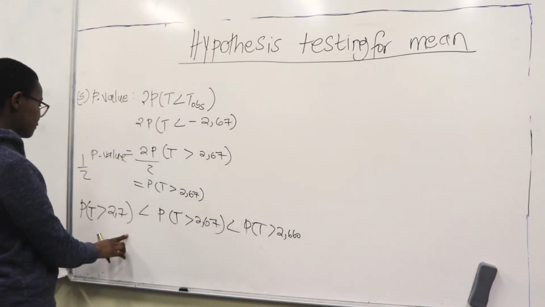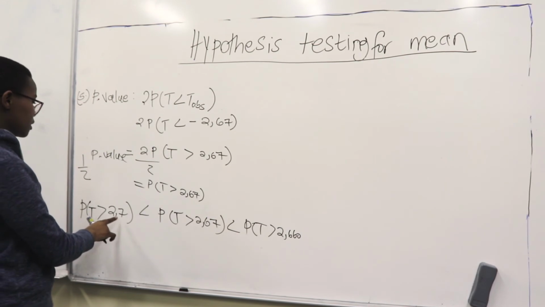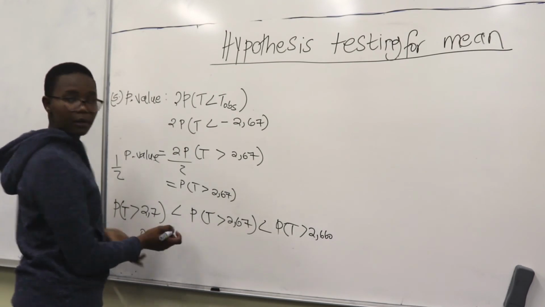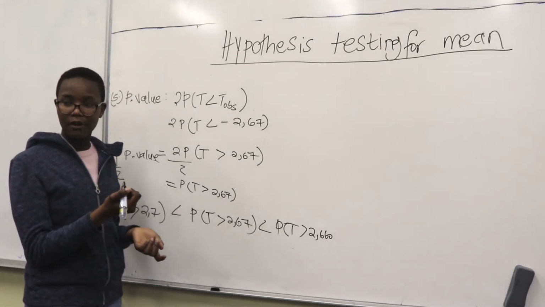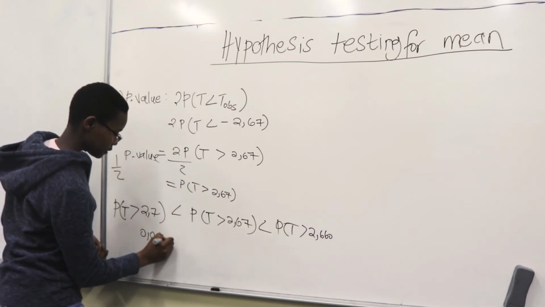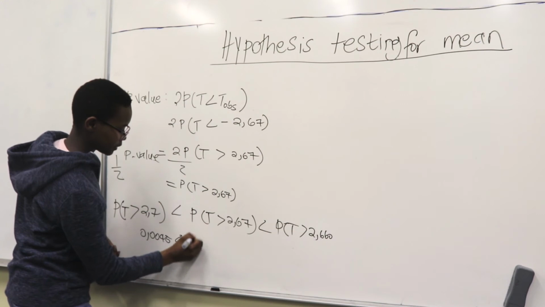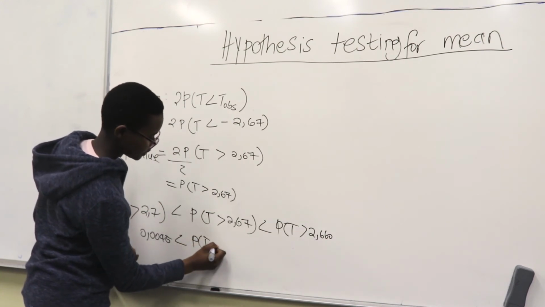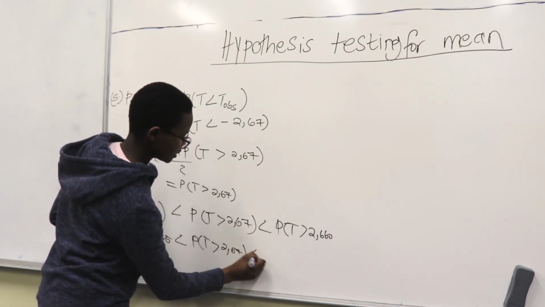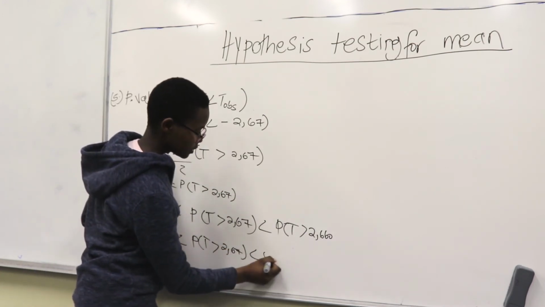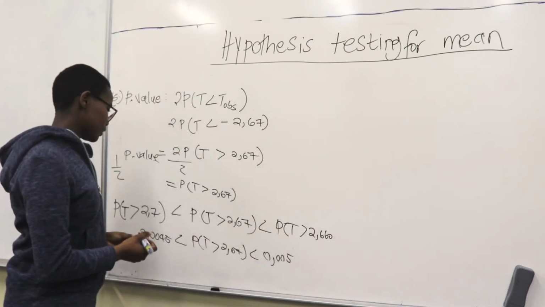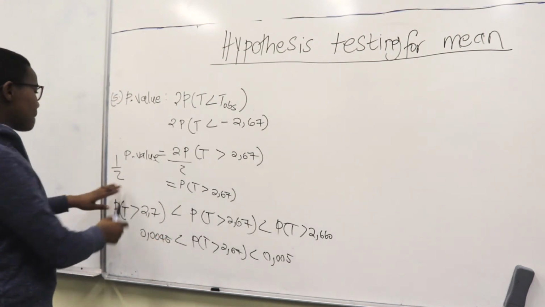So the probability for 2.7 was 0.0005, right? Yeah. And you still write that P(T greater than 2.67), and then this one 0.005. Yeah. Oh, okay.